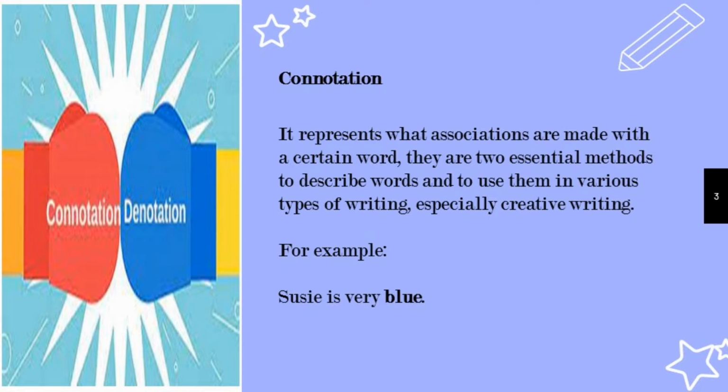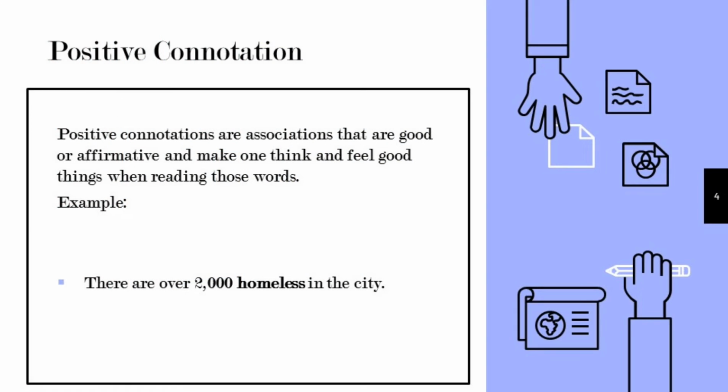So it says here for the example, Susie is very blue. If we understand this sentence by its literal meaning, it would mean that Susie is literally the color blue. However, we understand this sentence by its connotative meaning, which is that Susie is sad. So basically, the highlighted connotated word here, blue, represents a feeling or emotion, which is sad. Then let's proceed to the next slide.